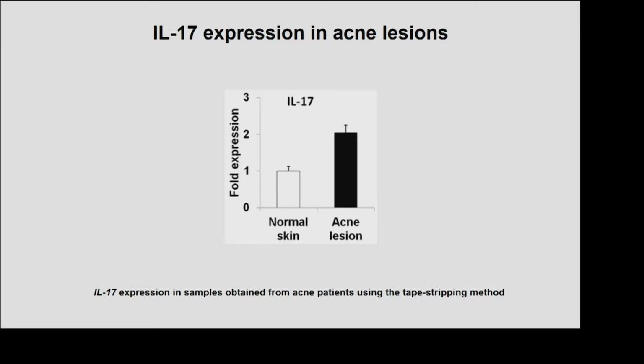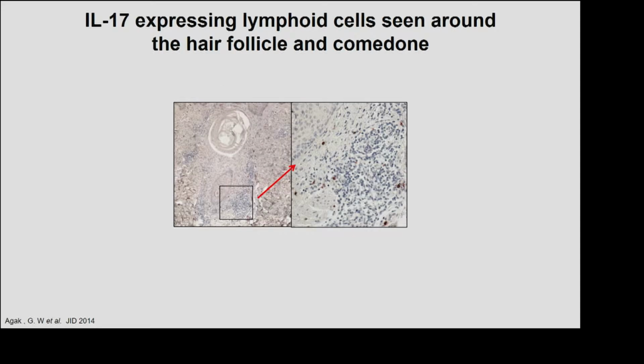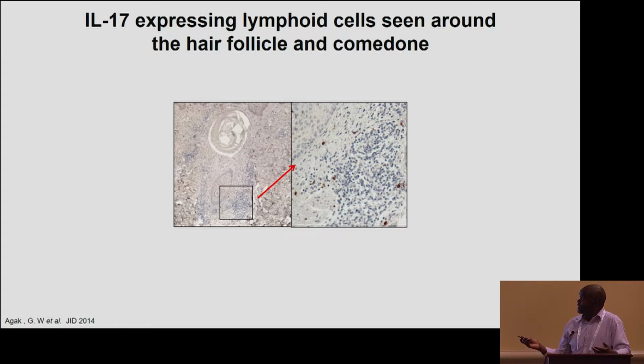So some data from our lab: if we sample the pilosebaceous unit of acne patients and from normal skin, we see elevated IL-17 levels from acne lesions as compared to normal skin. And if we do immunohistochemistry, again on acne lesions, we can see IL-17 expressing lymphoid cells around the hair follicle and around the comedone, suggesting again that IL-17 is implicated in the pathogenesis of this disease.